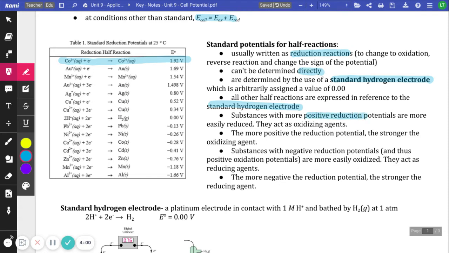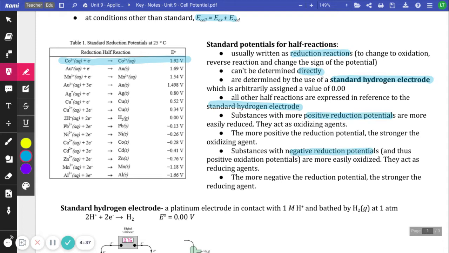Substances with more positive reduction potentials are more easily reduced, and so they're going to act as oxidizing agents, or cause something else to be oxidized. The more positive the reduction potential, the stronger the oxidizing agent. So the more positive it is, the more likely it is to cause something to be oxidized. For example, cobalt has a really high reduction potential, so it's most likely going to be reduced and cause something else to be oxidized.